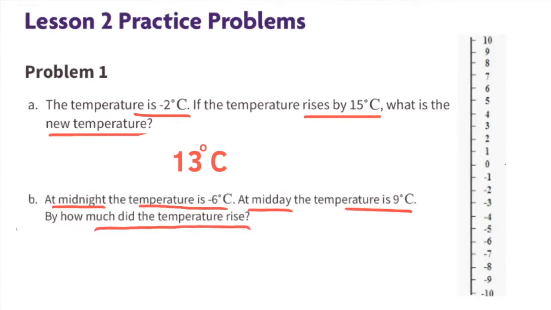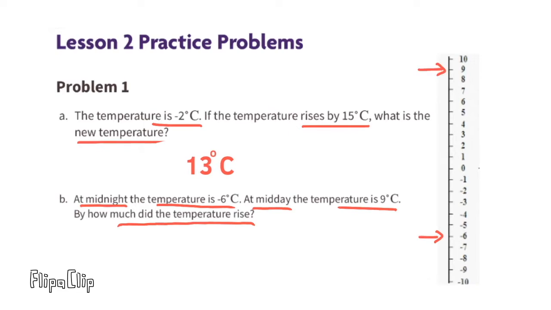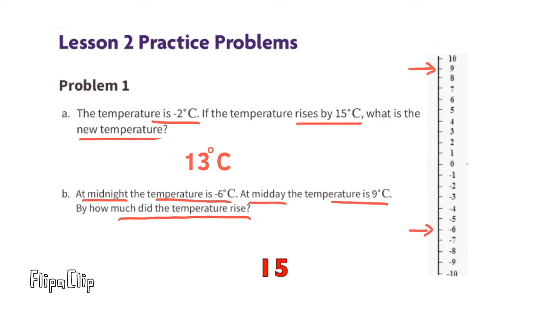B. At midnight, the temperature is negative 6 degrees Celsius. At midday, the temperature is 9 degrees Celsius. By how much did the temperature rise? The information tells us that at midnight, the temperature was negative 6 degrees, and then at midday, the temperature was positive 9 degrees. The number of units between negative 6 and positive 9 is 15, so we know that the temperature increased 15 degrees. We can also look at it as 9 minus a negative 6.